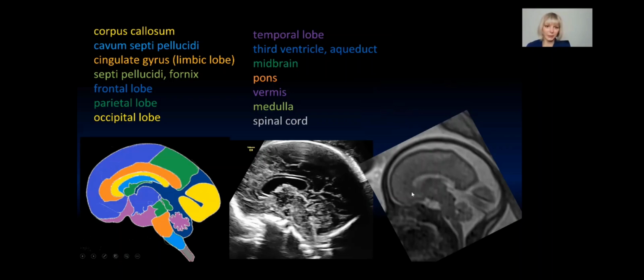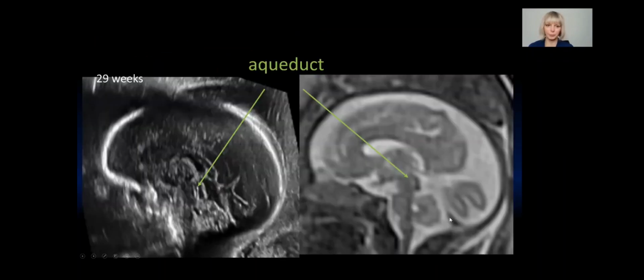If we look at the ultrasound image, we can see many of the same structures. Again, the corpus callosum. This is the cingulate gyrus all the way around, and you can see the third ventricle here, the midbrain, the pons, the medulla, the vermis. Similarly, on the MRI, there is the parieto-occipital sulcus and the calcarine sulcus, as well as all the other structures that we appreciate on ultrasound.